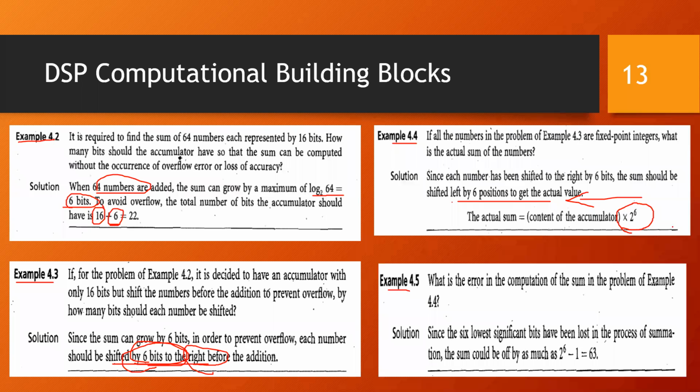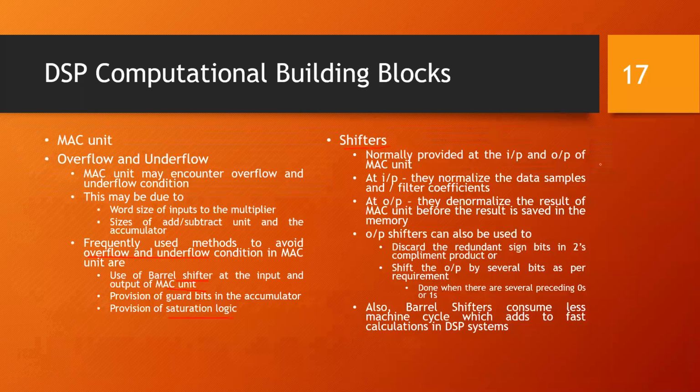So the same thing we are looking for here. You provide a shifter at the input and the output of the multiplier. This is all to avoid the overflow and the underflow condition. Now at the input, they normalize the data samples and the filter coefficients, because these are the two parameters which are provided as the input. If I just look at convolution, it is x of n convolved with h of n, where h of n is the filter coefficients and x of n is the data samples. Normalize in the sense you are shifting and doing that operation, and you are normalizing the entire stuff, that is, the data and the filter coefficients.